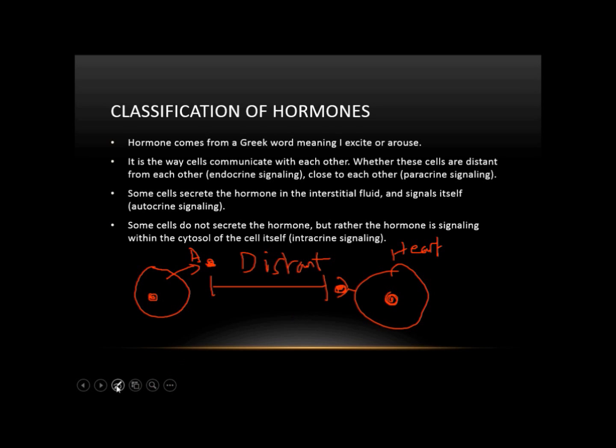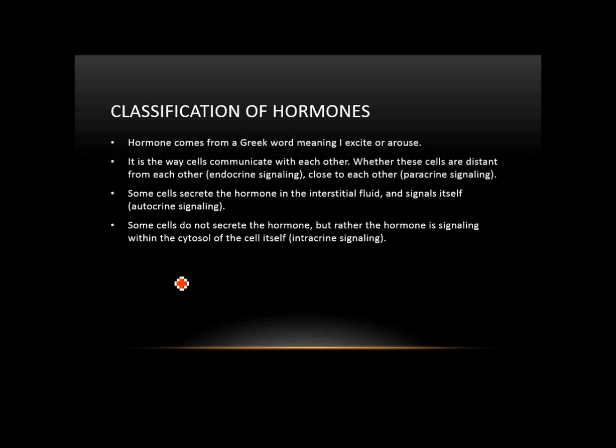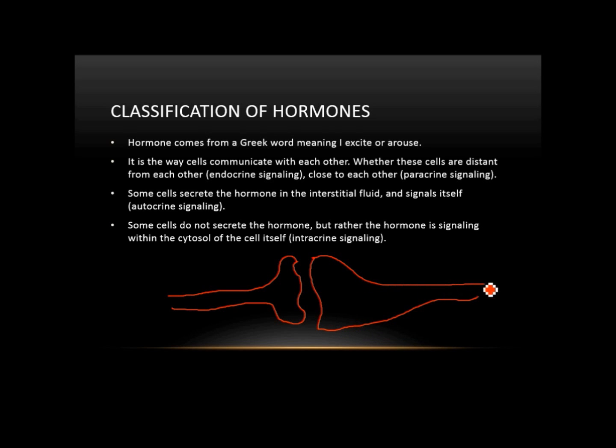Let's talk about the nerve synapses. They are very close to each other, so one secretes the hormone, the neurotransmitter, and the next dendrite or next neuron receives it. So it's called synaptic signaling. It is a form of paracrine signaling also.